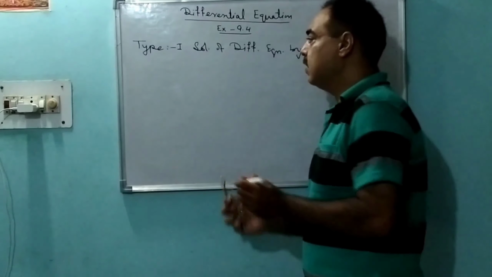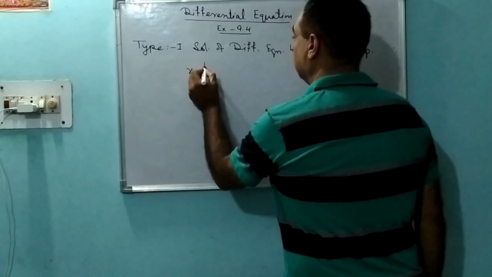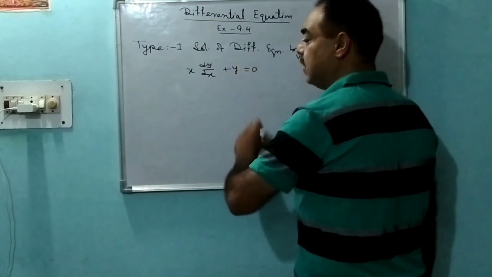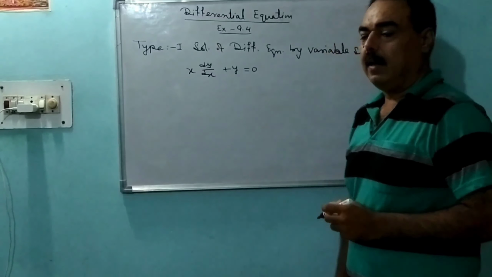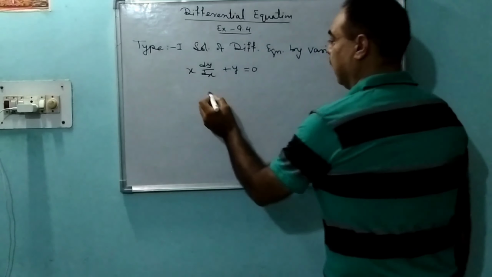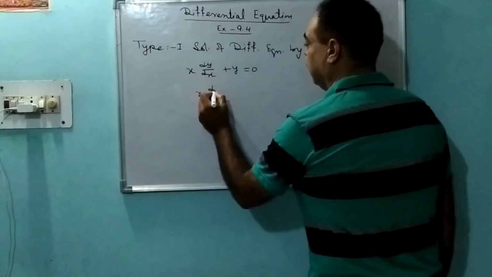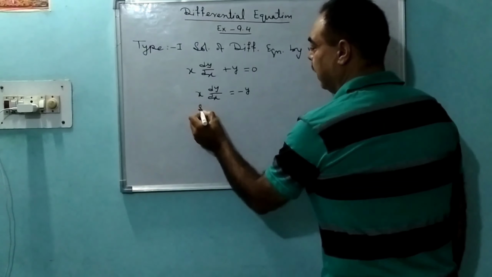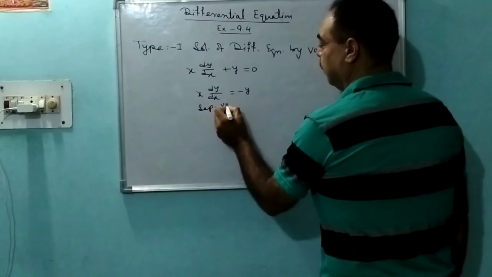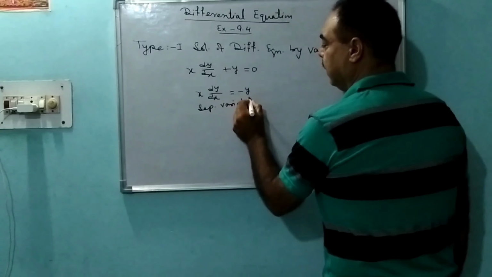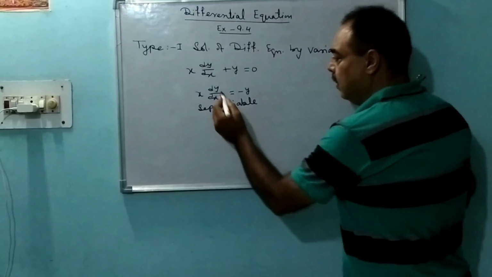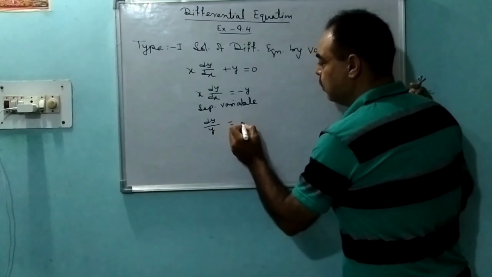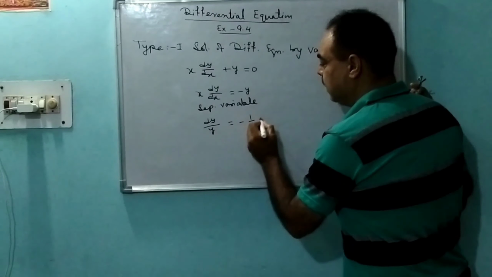For example, we have this question: x dy by dx plus y. Can we separate variables from this exercise? Yes, we can. How? Further, we can write this one as, now we can separate variables. y वाला y की तरफ, x वाला x की तरफ. So dy upon y is equal to minus 1 upon x dx.